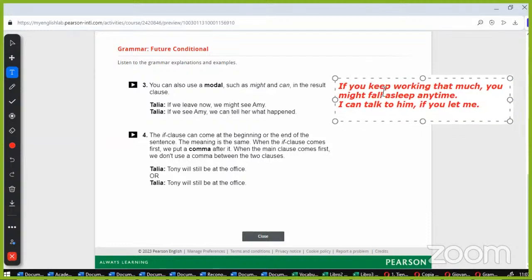So again, this expresses possibility, and this expresses the ability to do something. And if we use the if clause at the beginning, we need to use a comma. I'm sorry, here you don't need a comma. And if you use the if clause at the end, you don't need a comma.